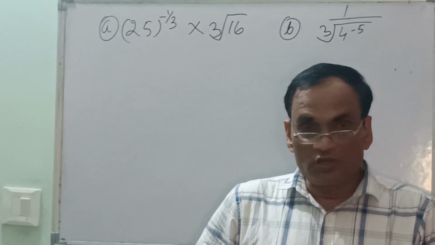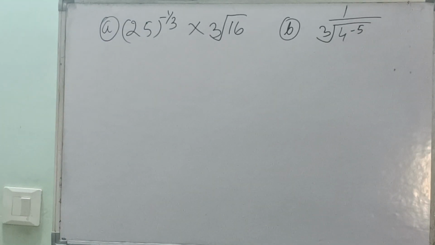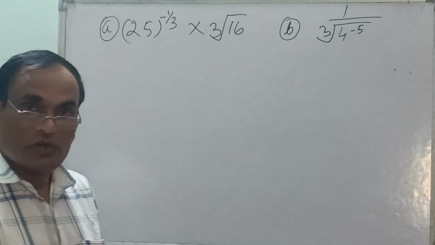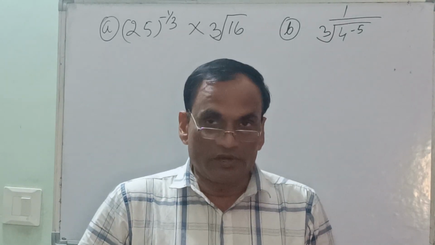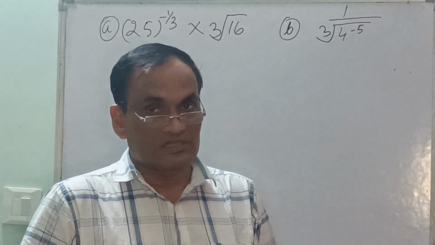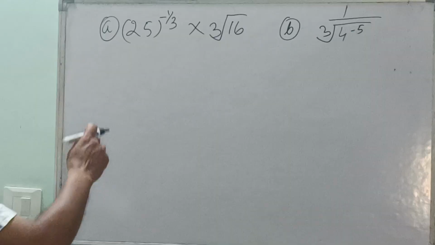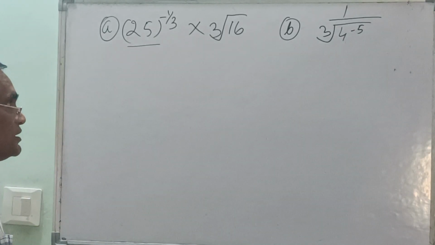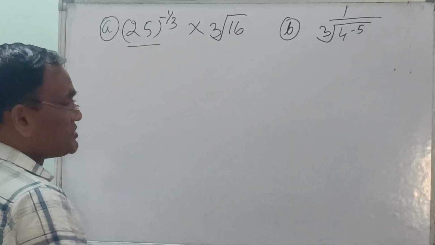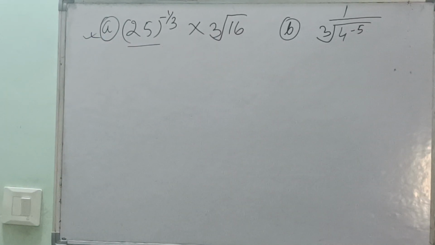So in the previous class, I put two questions on the board in front of you that you need to solve. This question was based on the topics I have discussed. Now, this is 25 to the power minus 1 upon 3 and 3 root under 16. First of all, we'll see how we are going to solve this.